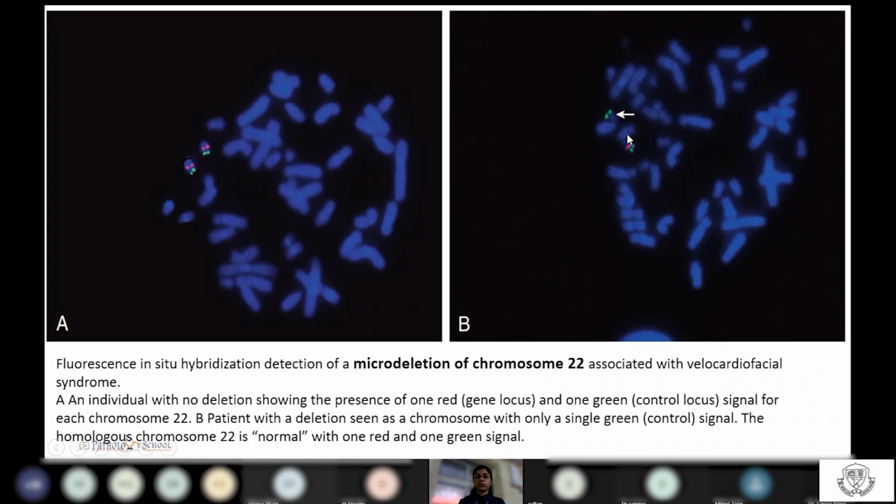Now in this picture, you can see one chromosome having 2 red, 2 green. So this one is normal. This one has only green, which is your control probe. It has no red. Now no red or no signal means there's deletion. So this is the chromosome we are studying, your chromosome 22. So there's microdeletion of your chromosome 22, which is seen in velocardiofacial syndrome.